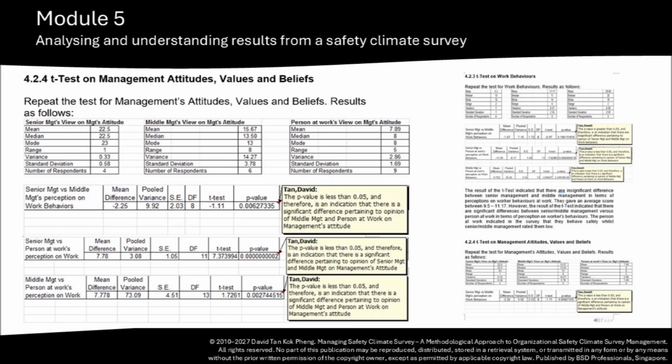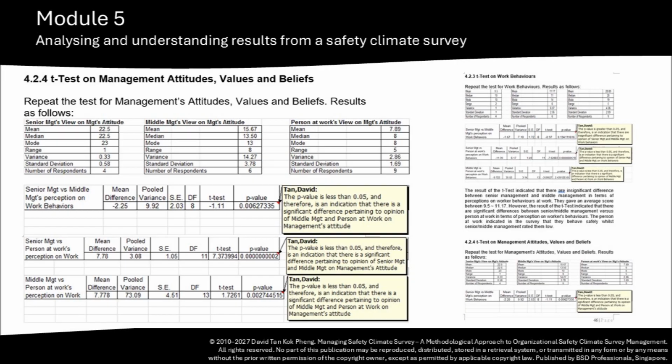Following the descriptive analysis, t-tests are performed to determine whether there are significant differences between the groups in their perception of management's attitudes, values, and beliefs. The pairwise comparisons are carried out between senior management and middle management, senior management and persons at work, middle management and persons at work. The results of the t-test indicate that there are significant differences between senior management, middle management, and persons at work in terms of perceptions of management's attitudes, values, and beliefs.